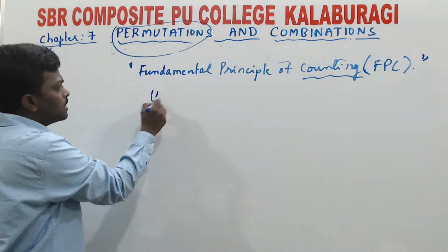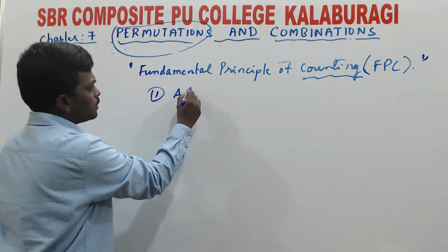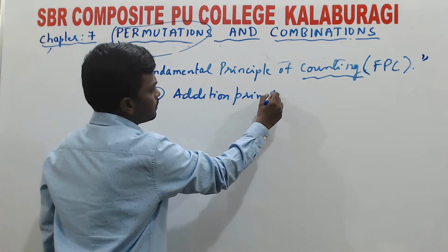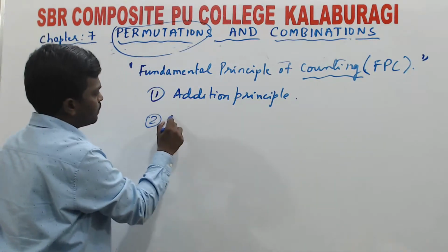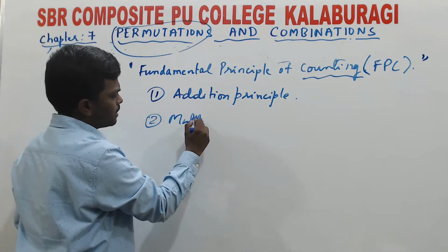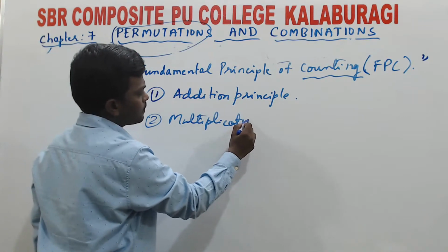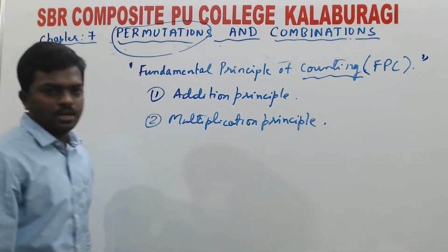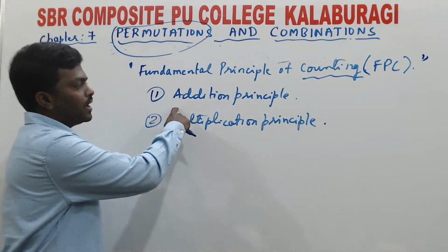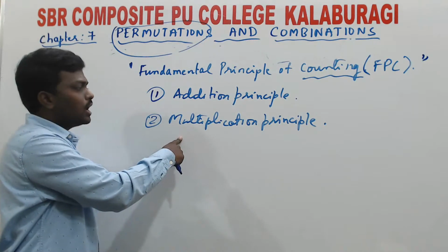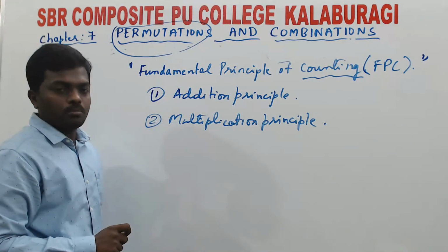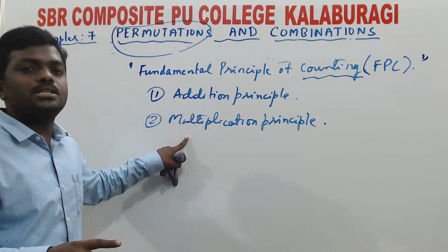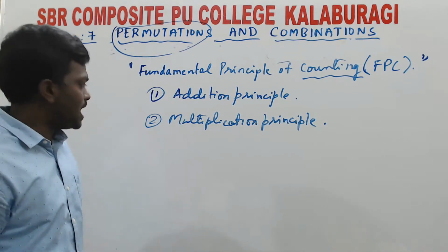It's further subdivided into two things: the addition principle, and the second one, multiplication principle. These two things are very, very important to start permutations and combinations. Better we shall understand these two principles based on examples.